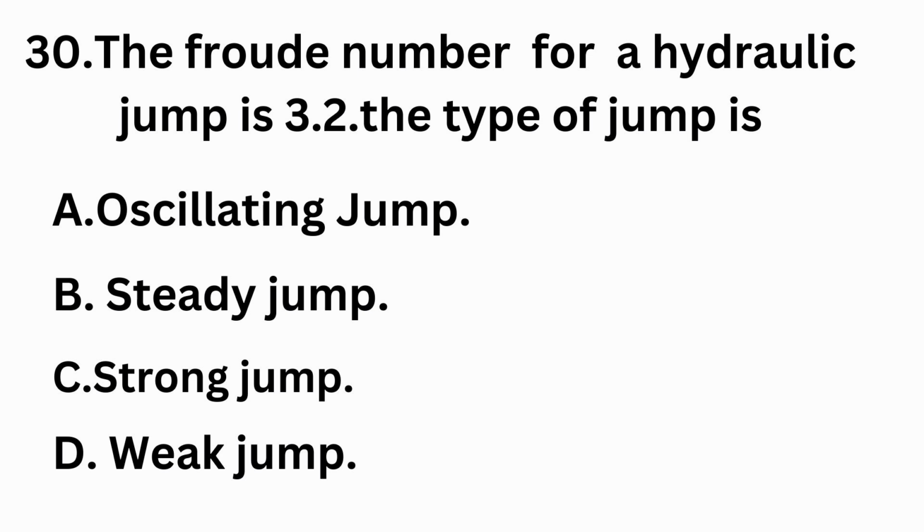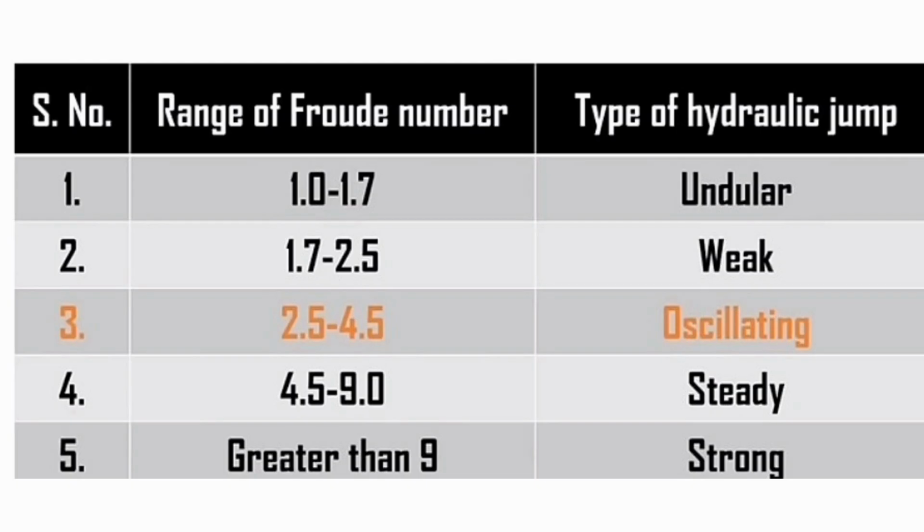30. The Froude number for a hydraulic jump is 3.2. The type of jump is: A. Oscillating jump, B. Steady jump, C. Strong jump, and D. Weak jump. Let's take a look at this table. The range of Froude number 1 to 1.7 is undular, 1.7 to 2.5 is weak, 2.5 to 4.5 is oscillating, 4.5 to 9 is steady, and more than 9 is strong. Here in this question, the Froude number is 3.2, so the type of hydraulic jump is oscillating.